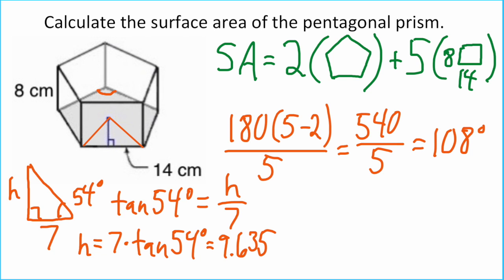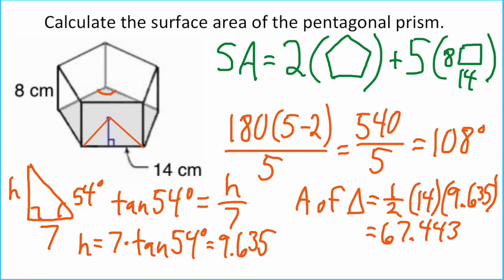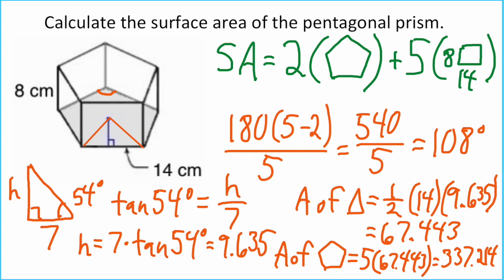Our next step is to use that to find the area of the total triangle, not the right triangle, but the isosceles triangle. So that'd be 1/2 times 14 times 9.635. Now I've actually kept the entire decimal on my calculator to do this, so I will just keep it on the calculator the whole way to get the most exact answer. So when we do this, we get 67.443, and then we have to realize the pentagon is made up of 5 triangles, so we multiply by 5, and the area of our pentagon is 337.214.